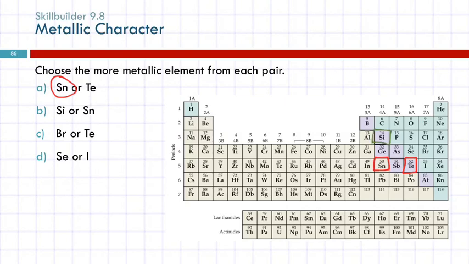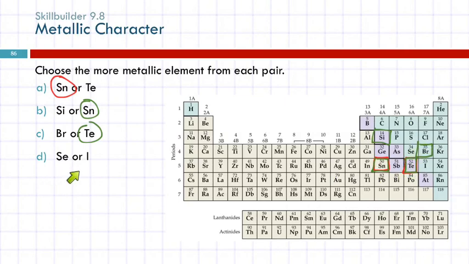So here's silicon, and there's tin. As we go down, metallic character increases. We've gone from a semi-metal to a metal. So tin. Bromine or tellurium. Here's bromine and tellurium. So as we go across, metallic character decreases. As we go down, metallic character increases. So tellurium would be more metallic. And again, you can tell here, this is a nonmetal, that's a semi-metal.